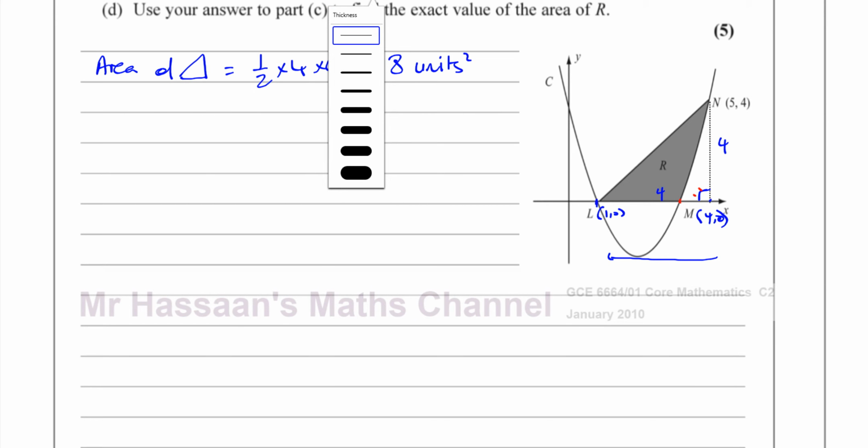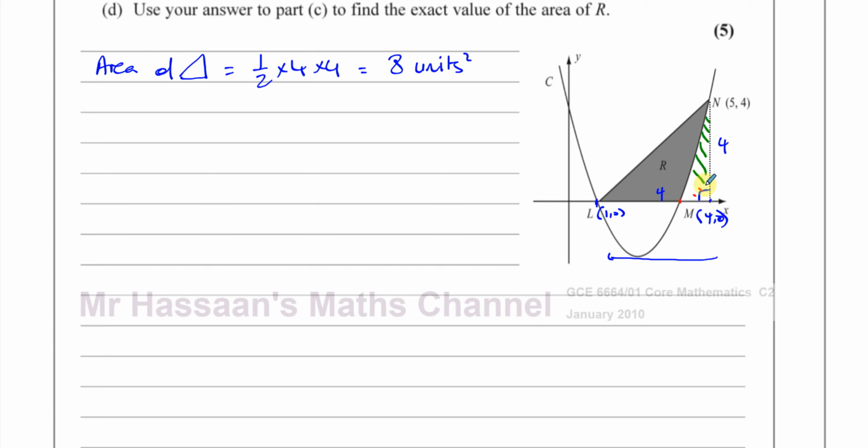So if I take this small region here and find the area of that, take it away from the triangle, then I've got what I need. So I need to find the area of this small region here. I can do that by finding the integral between the values of 4 and 5 of the curve.